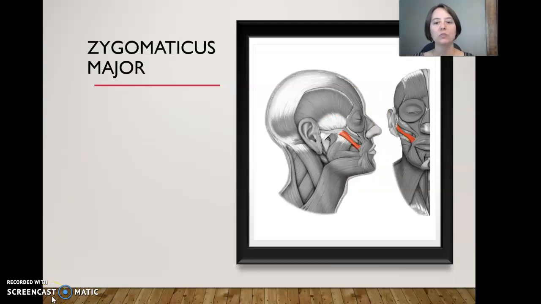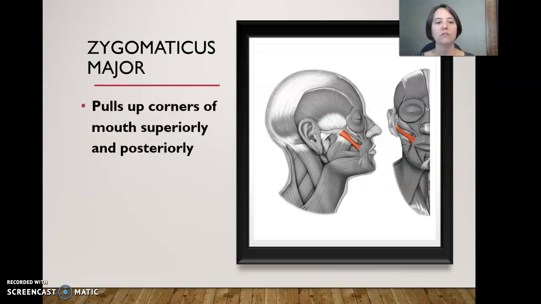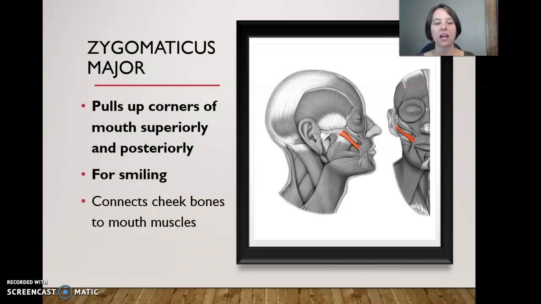The third face muscle we're going to talk about is the zygomaticus major, and that pulls up the corners of the mouth superiorly and posteriorly for smiling. That one's going to connect the cheekbones to your mouth muscles, this orbicularis oris. So it connects the zygomatic to your orbicularis oris, and it pulls it back so you can smile, which is an important social skill, and humans have lots of face muscles because that social interaction is important for the species.